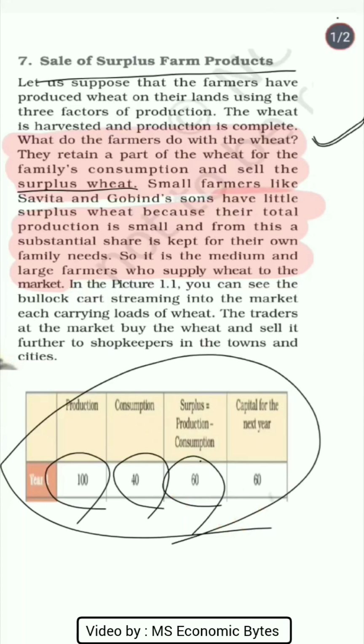Now, usually, small farmers have little surplus because the total production is small and from this a substantial share is kept for their own family needs. But in case of medium farmers, the production is large, and in case of large farmers also the production is more. So they sell the surplus wheat in the market.